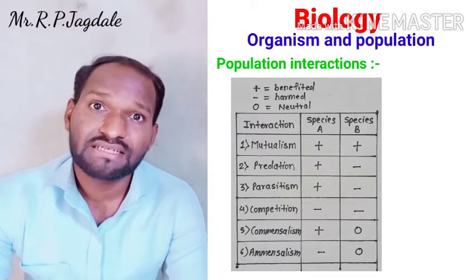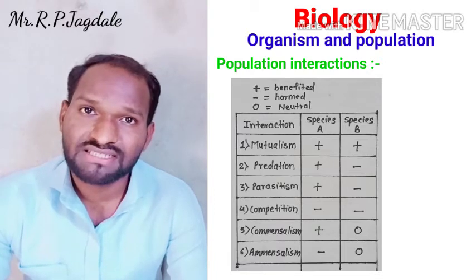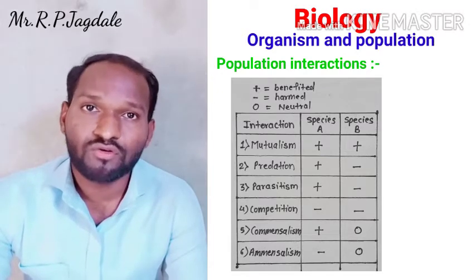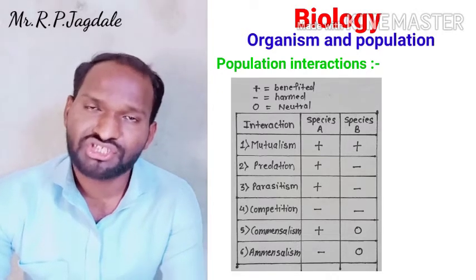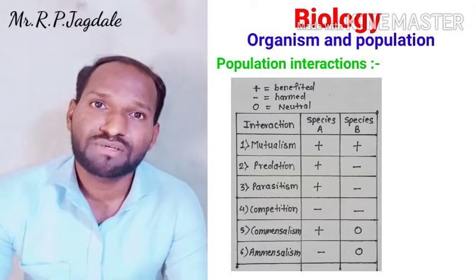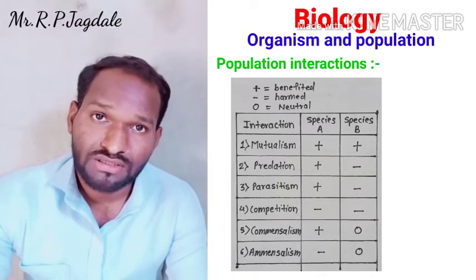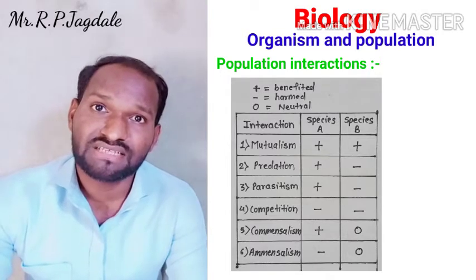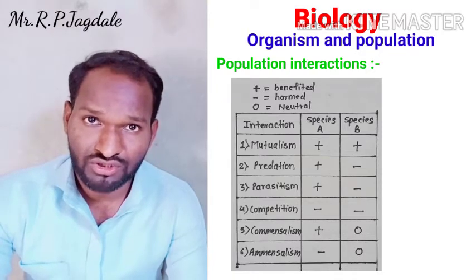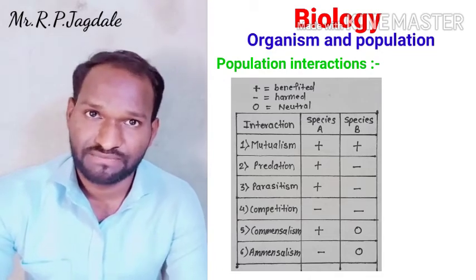Then the third category is both positive and negative types of interactions, meaning one of the species is benefited and one of the species is harmed. And the fourth is called neutralism. This type of interaction doesn't occur in the case of animals, because if both the species are unaffected, then there will not be any type of interaction. So these 6 interactions are divided into positive interactions, negative interactions, both positive and negative interactions, and the last one is the neutral interaction.